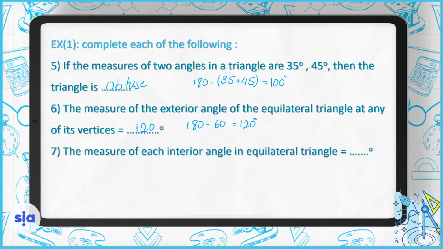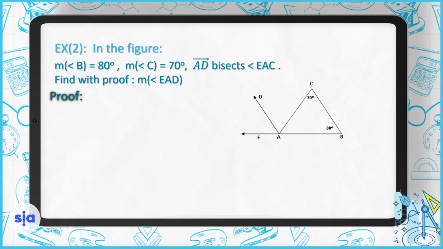Question 7. The measure of each interior angle in an equilateral triangle is? We know that the measure of each angle inside an equilateral triangle is 180 divided by 3, which is 60 degrees. Let's now go to exercise number 2. In this figure, if the measure of angle B is 80 degrees and the measure of angle C is 70 degrees, where AD, a ray, bisects the angle EAC, the question wants me to find with proof the measure of angle EAD.